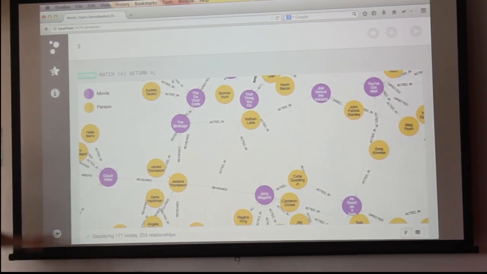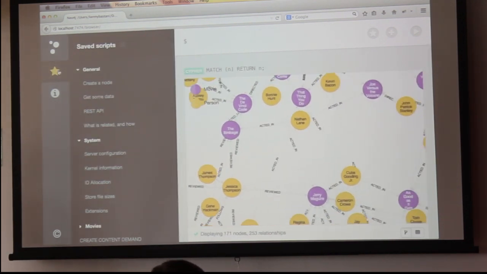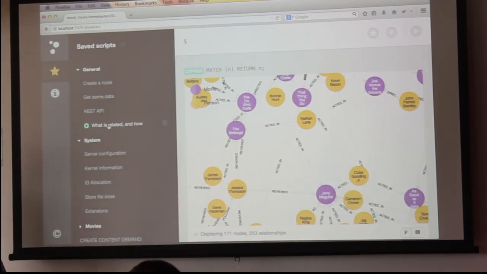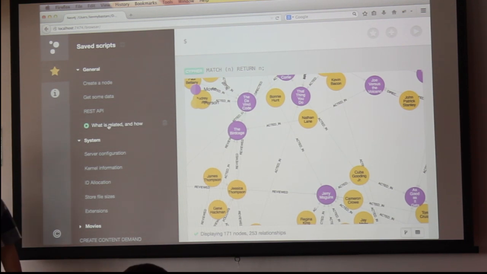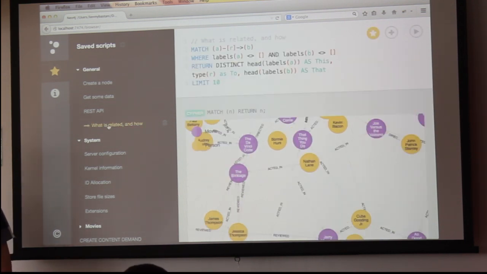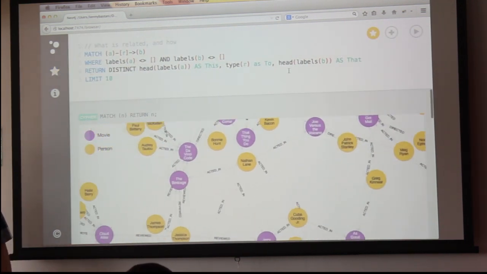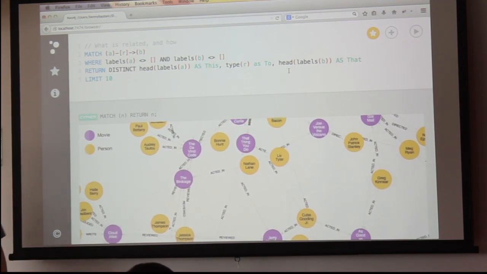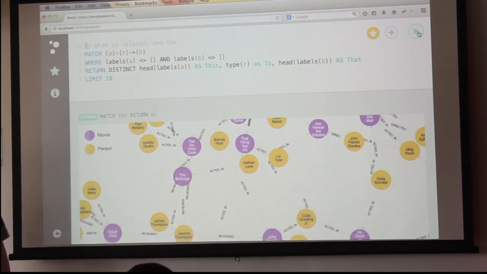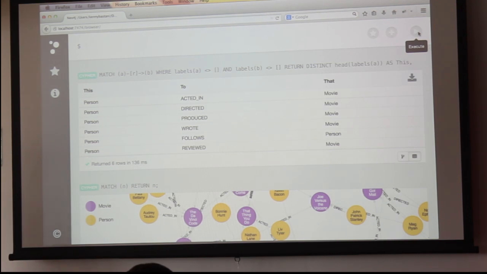If you go over to the left here, we have these panels. You click on the star, which is your saved scripts. We have a default in here, which is what is related and how. So if I go ahead and click that, it loads this query into the console, hit play, and then we get a tabular result, which you can easily read and see what's related and how.